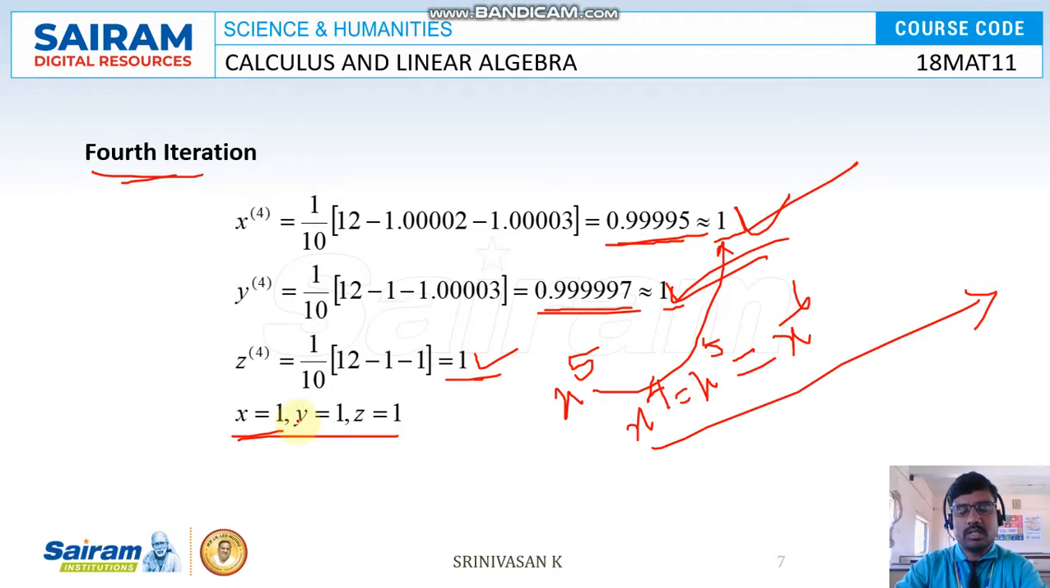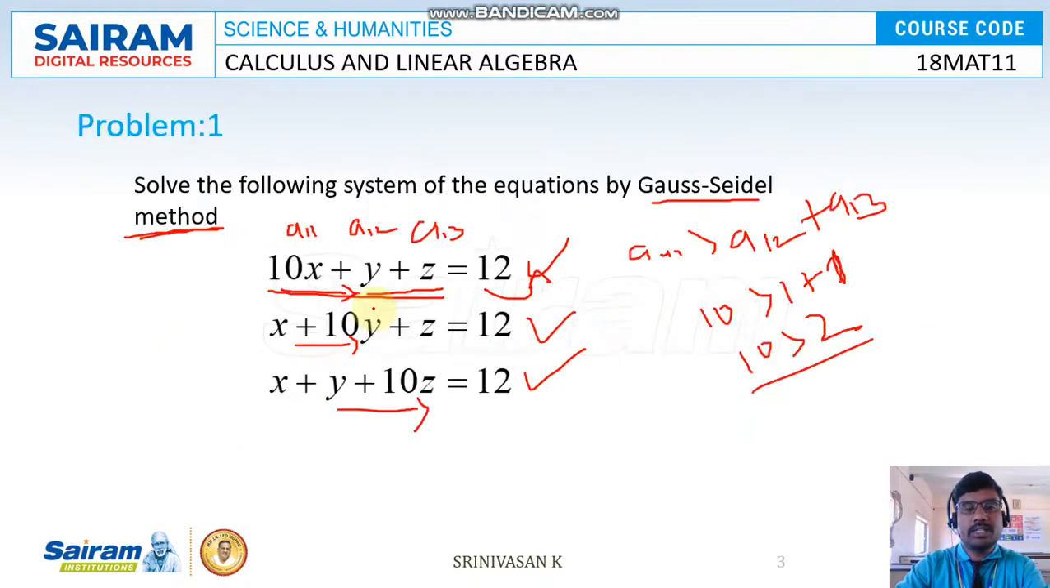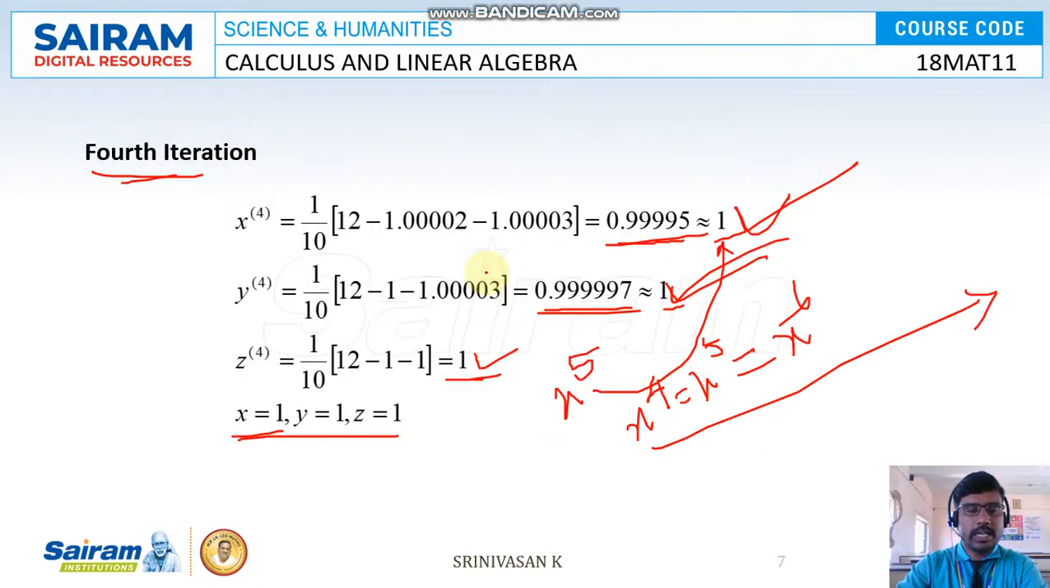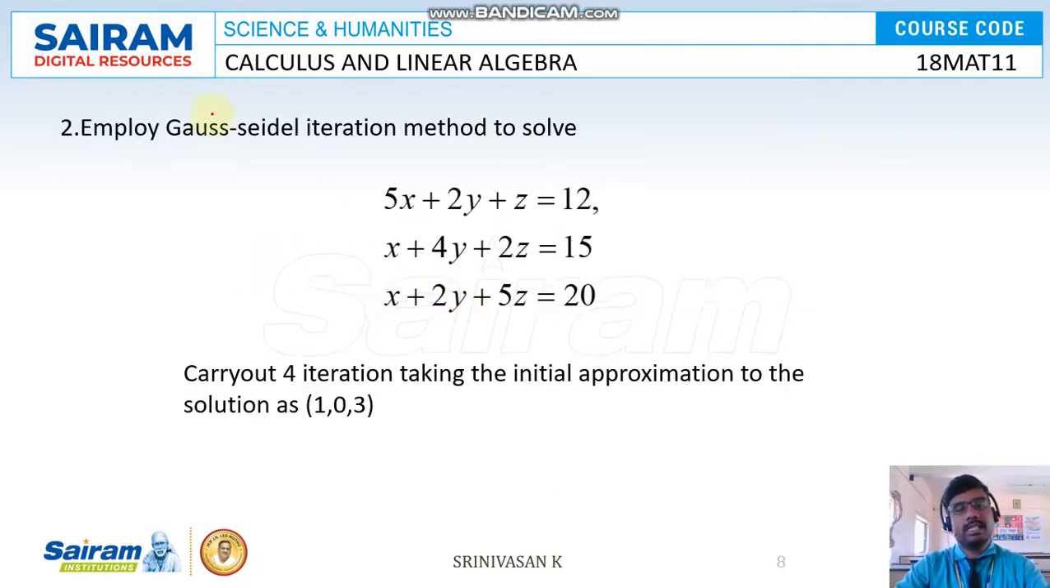So we can substitute this value in the equation for verification. If you substitute here, 10 plus 1 plus 1 equals 12. So 12 equals 12, the answer is correct. The equation is satisfied. Okay, that's all. So next, we'll discuss another problem. Clearly here also the condition is satisfied.